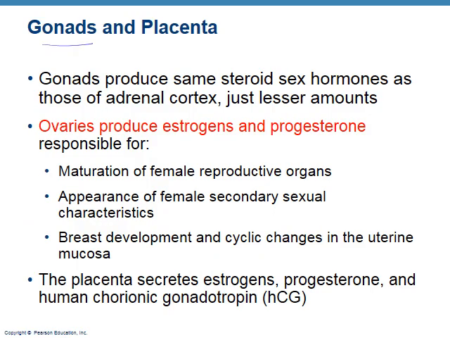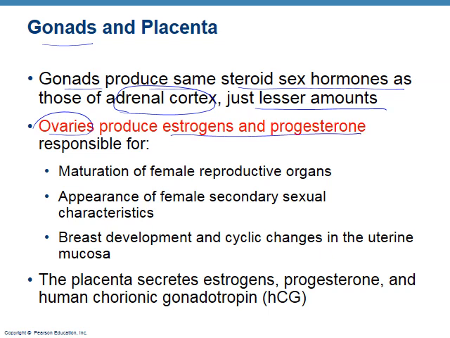So on to the gonads. Again, we're talking about the ovaries and the testes. The gonads produce the same sex hormones as those of the adrenal cortex, just in lesser amounts. So you have the ovaries, which produce estrogen and progesterone. These are responsible for the maturation of reproductive organs, secondary sexual characteristics.